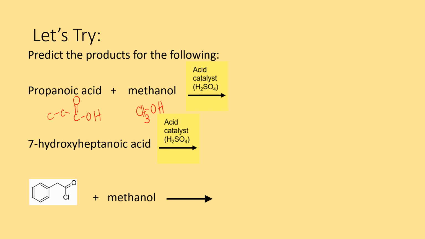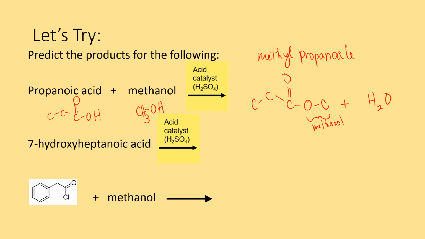What happens is that the OH of the acid is replaced by the OR of the alcohol. So we still have our 3 carbons here, and now we have an O and then a C, and that came from the methanol. When that happens, water gets kicked off. We should be able to name that ester. It's methyl for the R part, propanoate, and water. So we're naming both products.